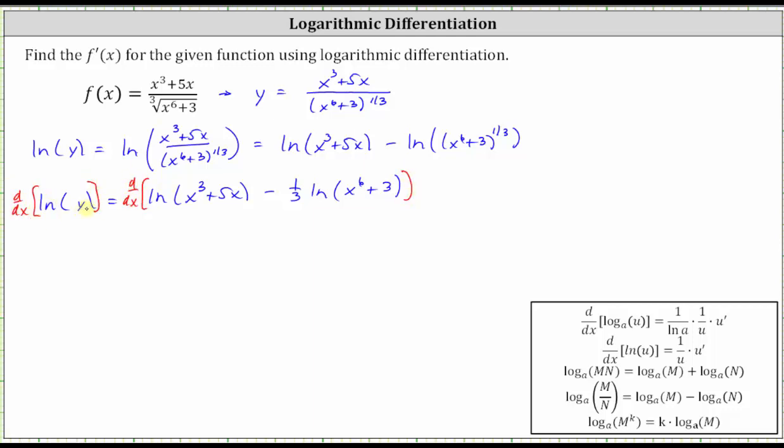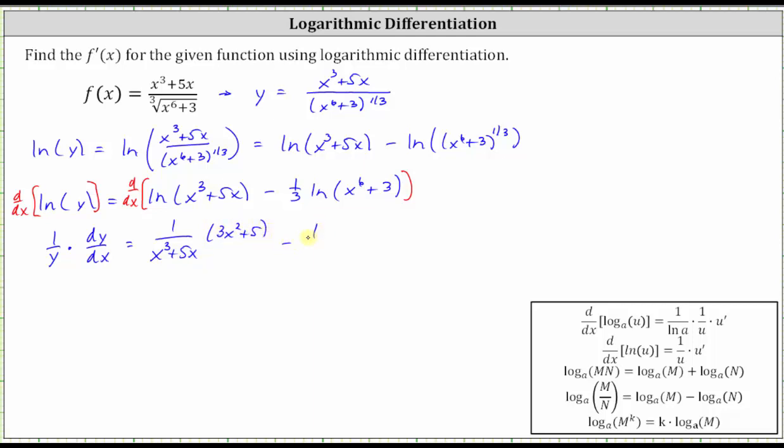The derivative of natural log y with respect to x is going to require the chain rule. We first differentiate with respect to y, which gives us 1 over y, then we multiply it by a factor of dy dx. This is implicit differentiation. Equals on the right, differentiating with respect to x, the derivative of natural log of the quantity x to the 3rd plus 5x is equal to 1 over u times u prime, or 1 over the quantity x to the 3rd plus 5x times the derivative of x to the 3rd plus 5x, which is 3x squared plus 5.